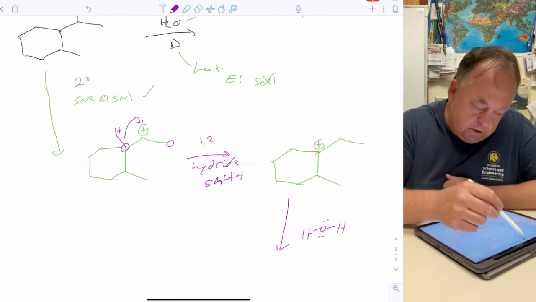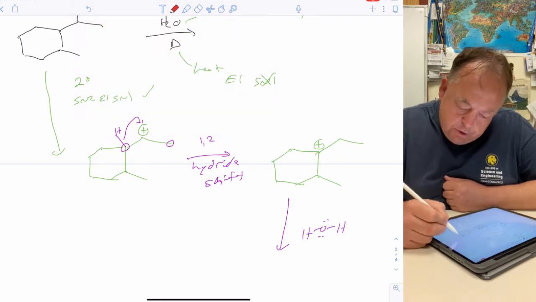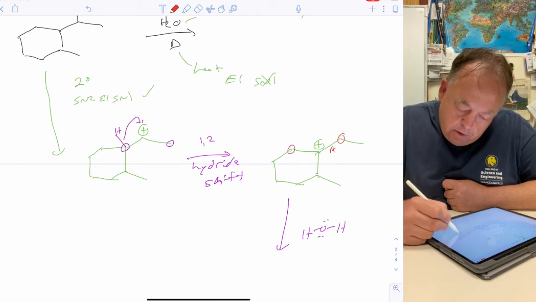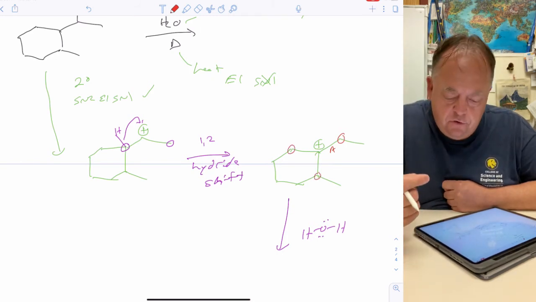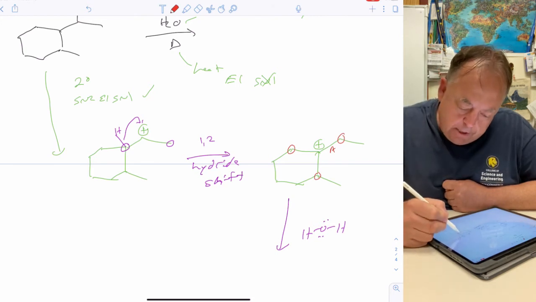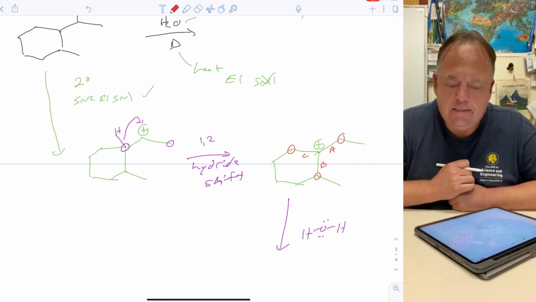So first of all, let's decide how many places you can put the double bond. So you could put the double bond here, right? Because you're going to lose a hydrogen from here, or from here, or from here, because the hydrogen has to come off the position next to the carbocation. So we could put the double bond at A, or we could put the double bond at B, or we could put the double bond at C.